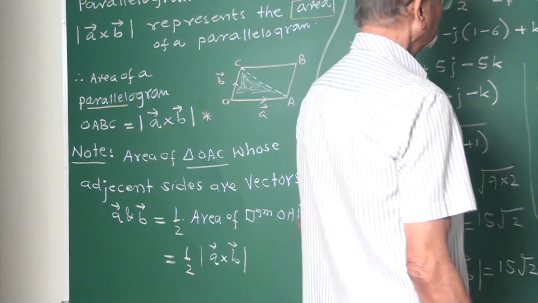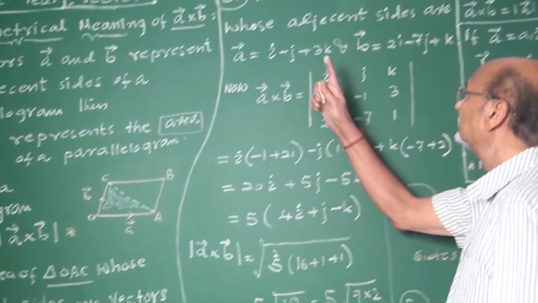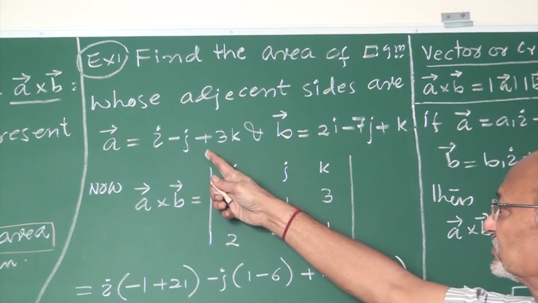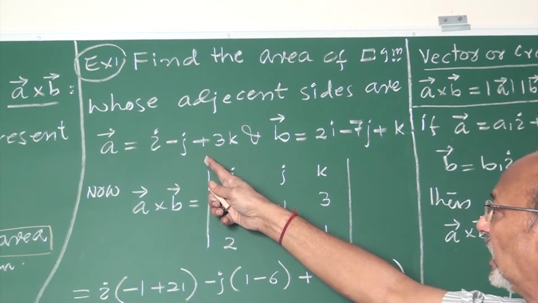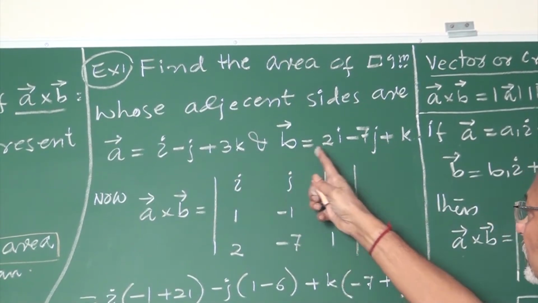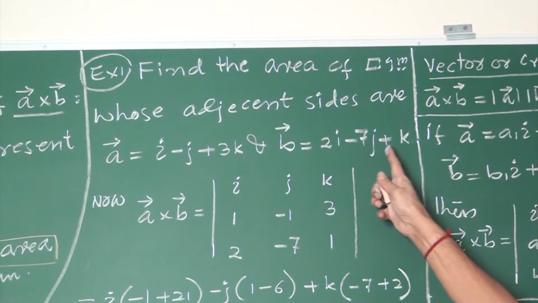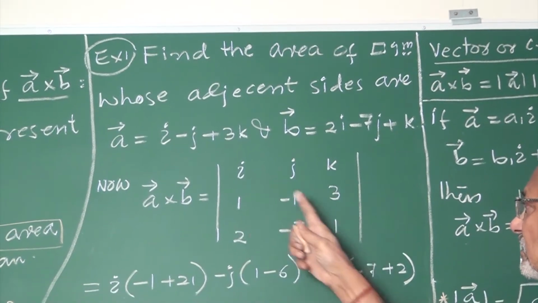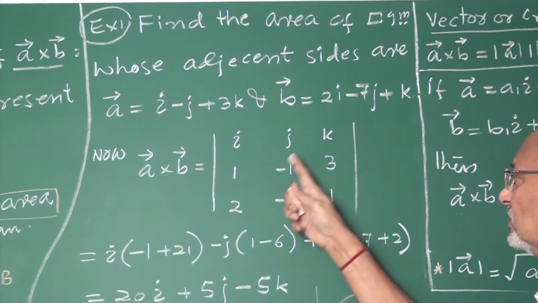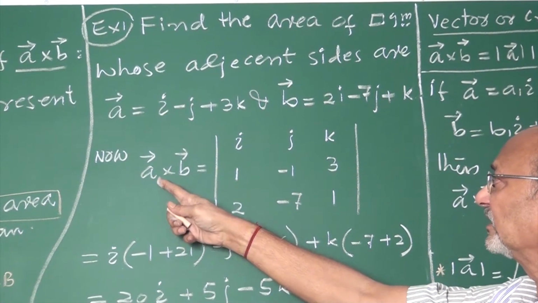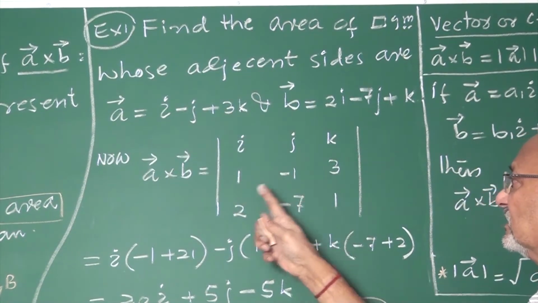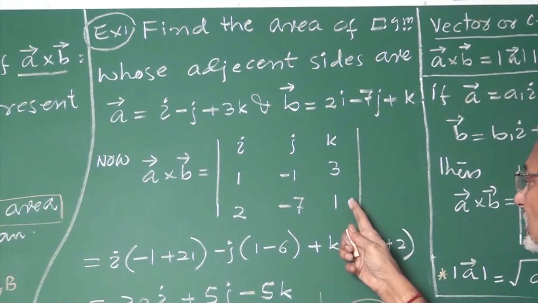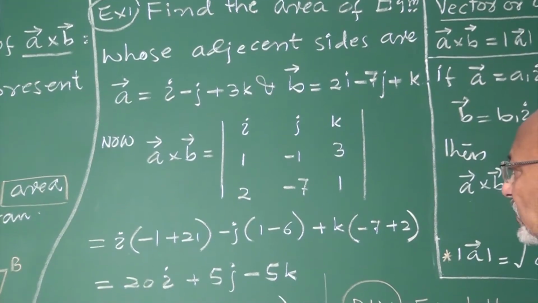This is the first example, my friends. Find the area of the parallelogram whose adjacent sides are the vectors A equal to i minus j plus 3k and vector B equal to 2i minus 7j plus k. A cross B is the determinant with i, j, k in the first row, the scalar components of vector A, 1, minus 1, 3, and the scalar components of vector B, 2, minus 7, 1.